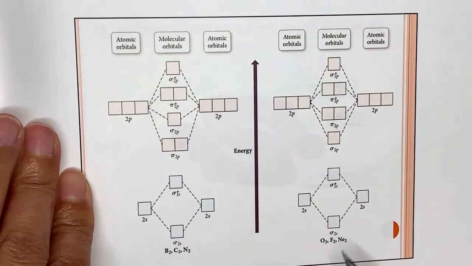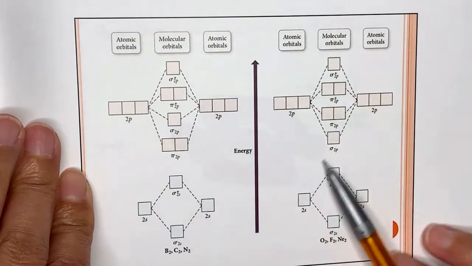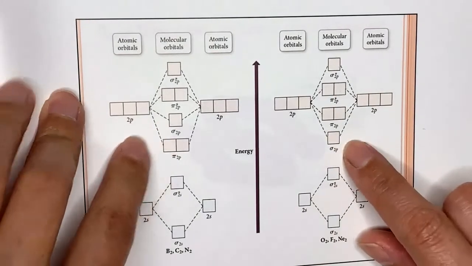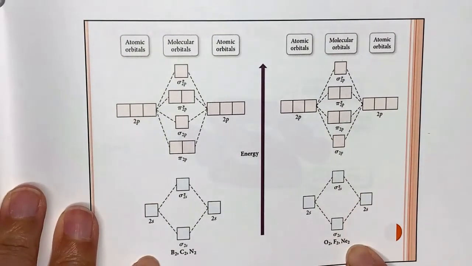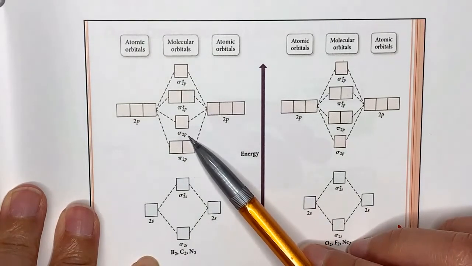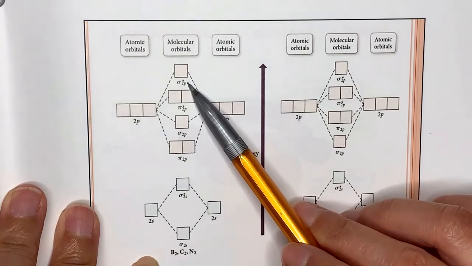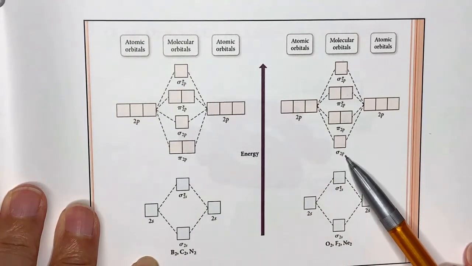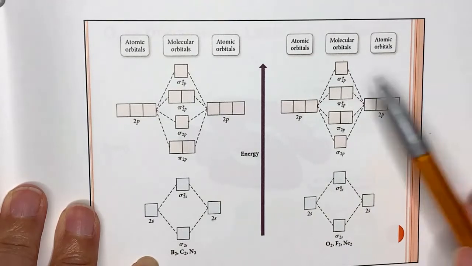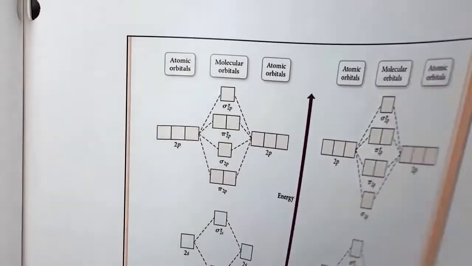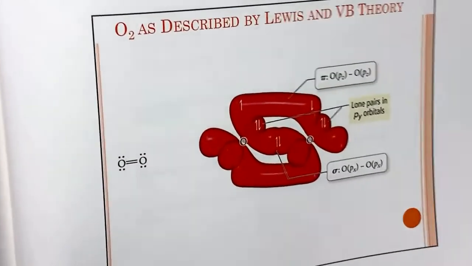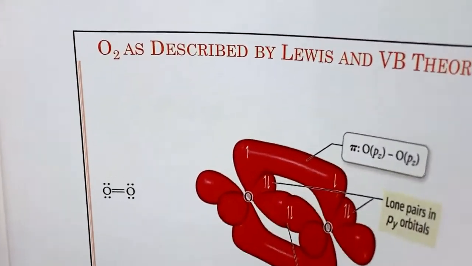But that has to do with the types of bonding that they have. Once they mix the atomic orbitals, they behave a little differently. So that's the only difference here between B, C, N and O, F, Ne. Okay, this one is pi 2p, sigma 2p, pi star 2p, sigma star 2p. This one here is sigma 2p, pi 2p, and then pi star 2p, and then sigma star 2p. And then they go over all different kinds of examples. You can look at them. It's kind of interesting and cool, but you don't need to worry too much about it.